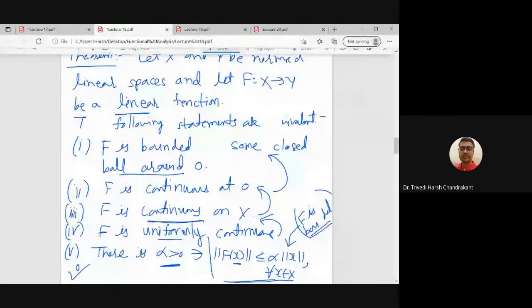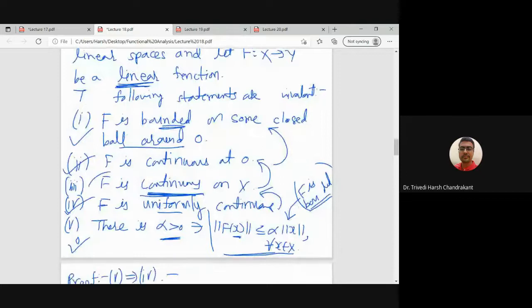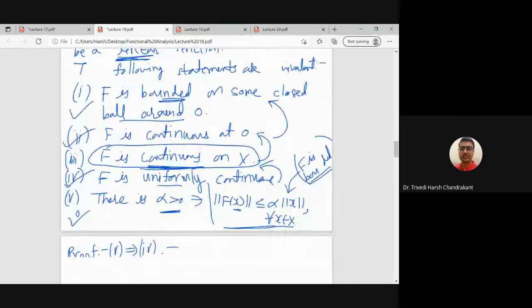So remember that we are taking a linear function here between two normed spaces. So whenever we have a linear function between two normed spaces, if you want to check it is continuous, there are several equivalent conditions. So the first condition is that the function should be bounded on some closed ball around the origin. So either we check the first condition, or we check the function is continuous at zero, or we check the function is uniformly continuous. All these conditions are equivalent to the condition of continuity of the function on the whole domain. And mostly we will be using this last condition.